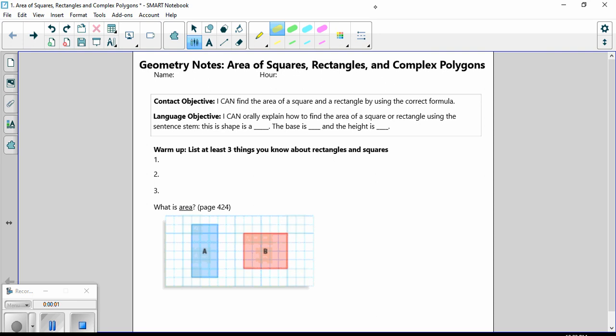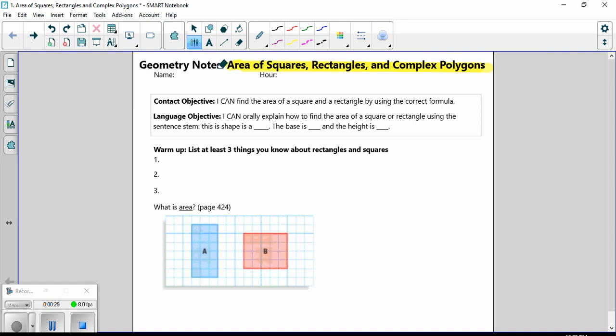In this lesson, we're going to go over area of squares and rectangles and complex polygons. So if you're taking the notes on a separate sheet of paper, if you could just label it as area of squares, rectangles, and complex polygons, just so that you have it labeled correctly. Label it areas of squares, rectangles, and complex polygons.